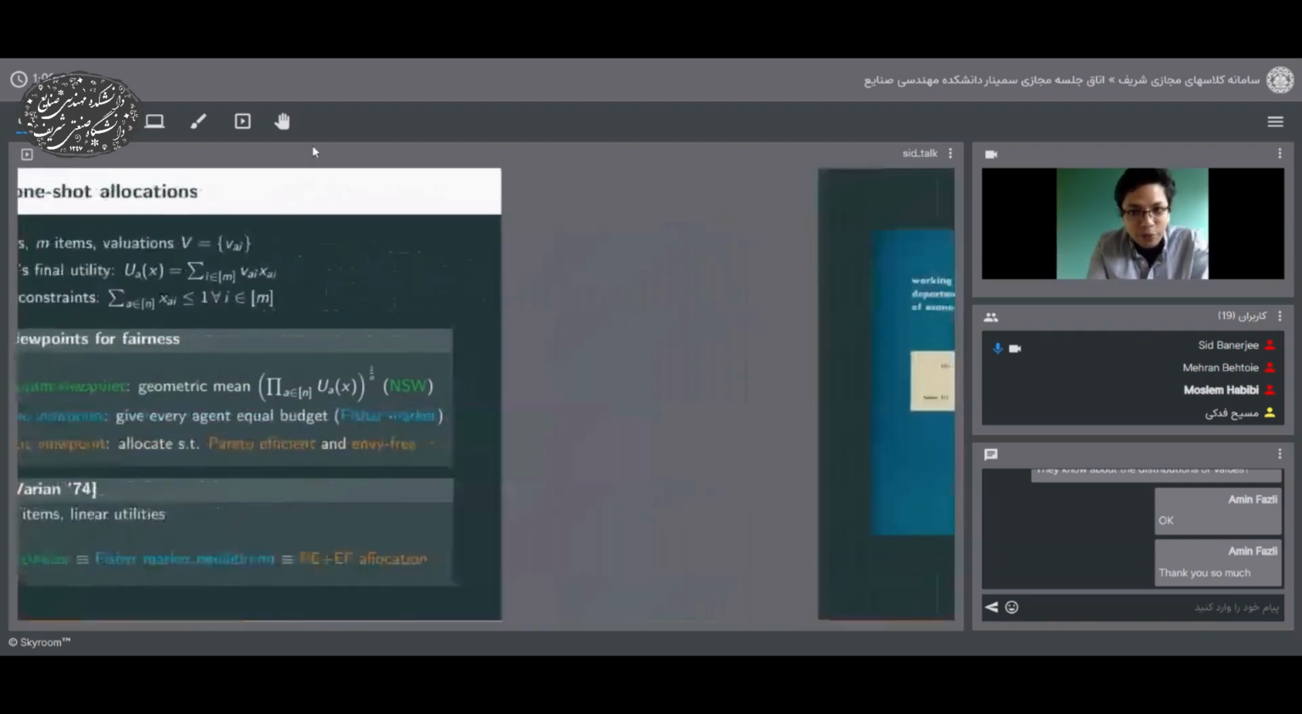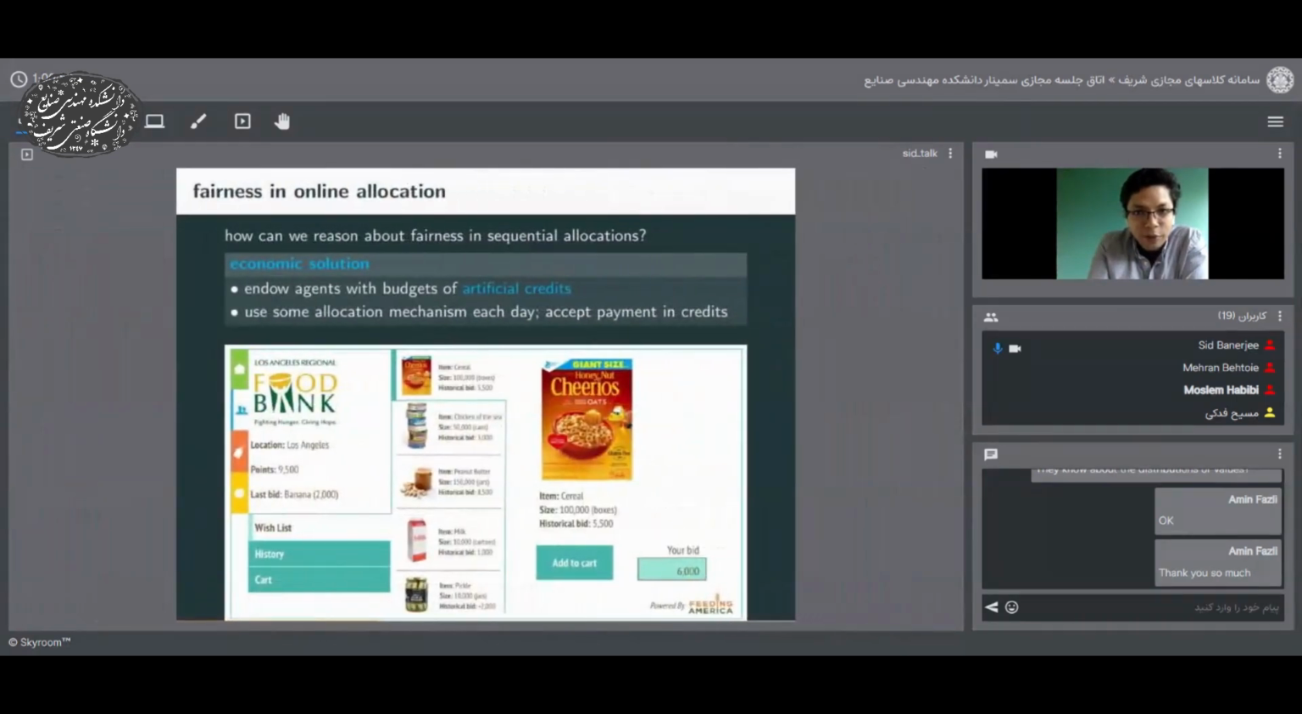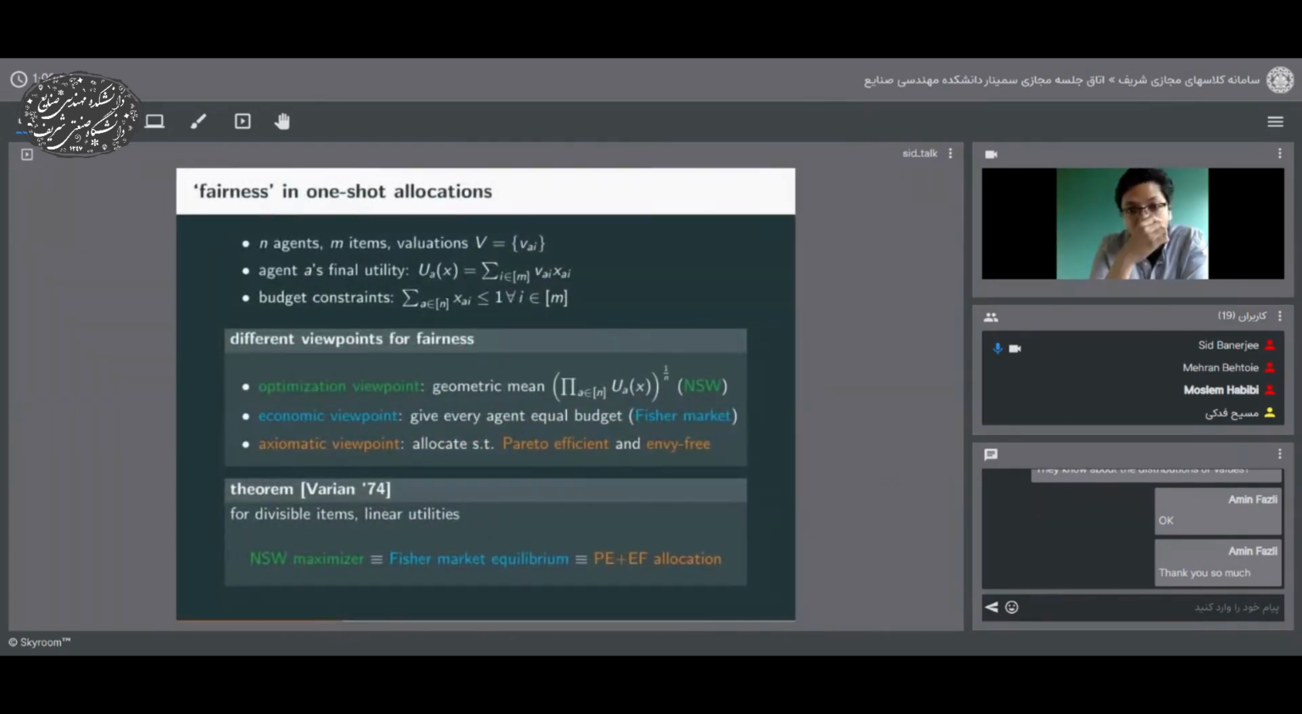Okay, so if not, what is this talk about? I mean, I've told you about Varian's work. What's the problem? Why do we still need to talk about this? Why do we not just agree this is the solution? And the problem is this little bit over here: divisible items, linear utilities. That actually turns out to be crucial. As soon as I relax these assumptions, these theorems don't hold. If you have indivisible items, if you have integer constraints, we can no longer do this.